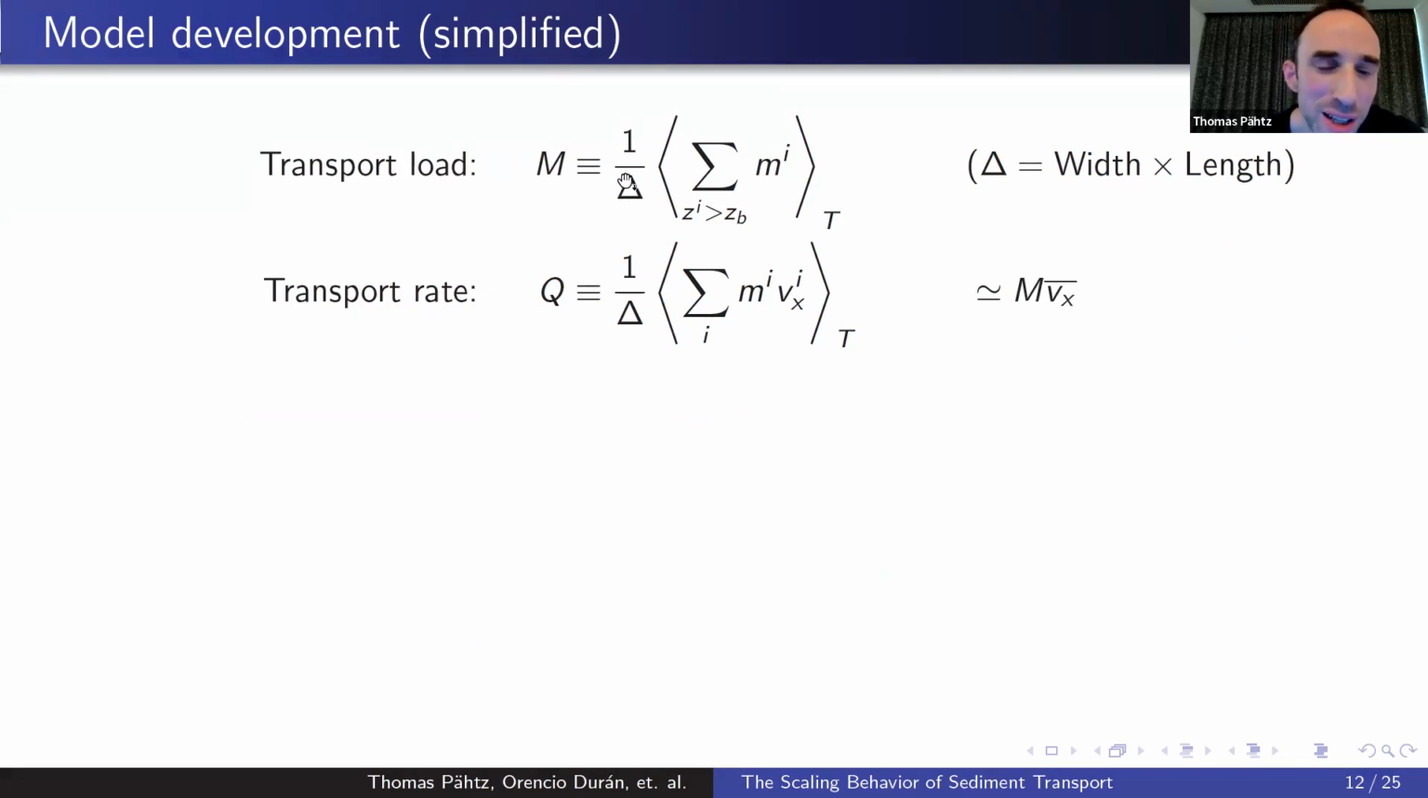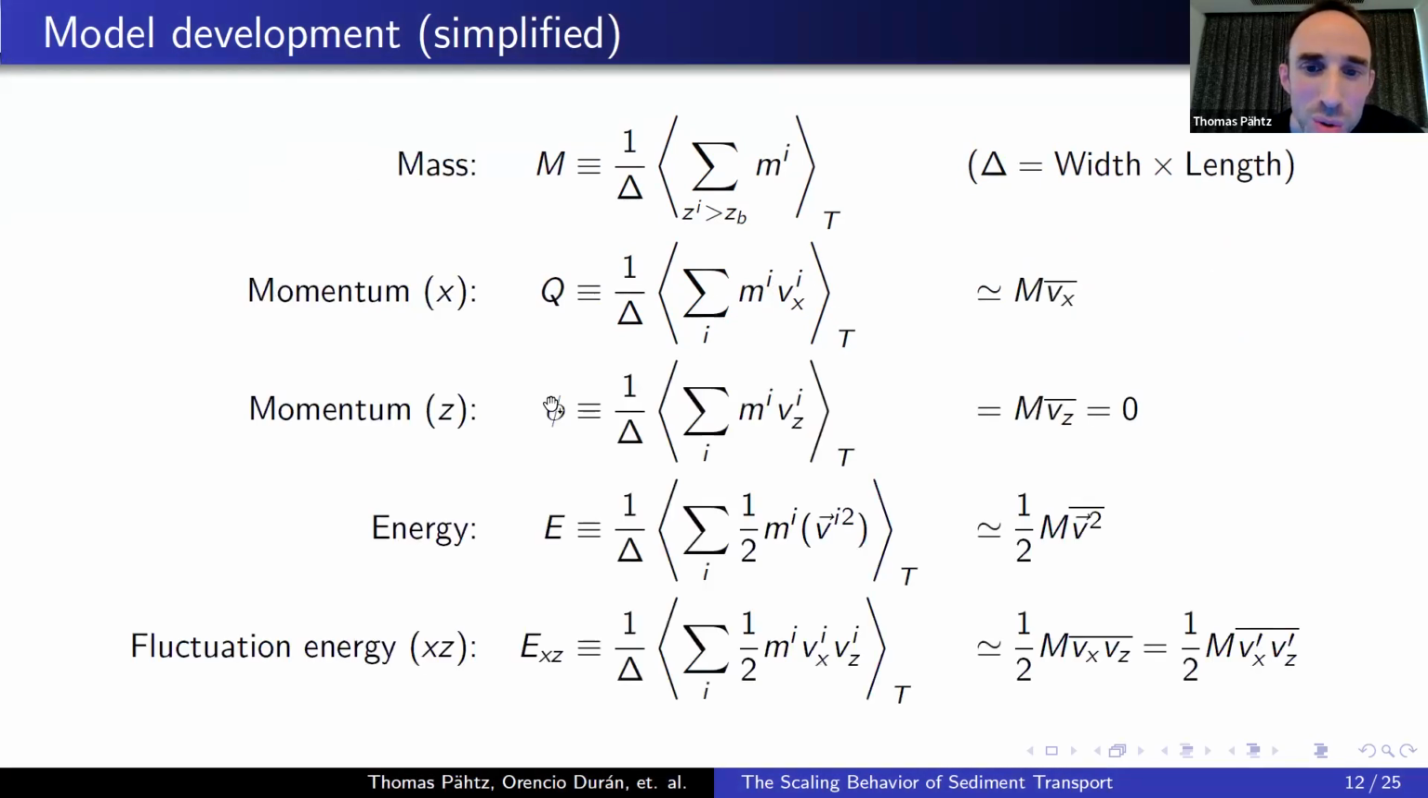So this is basically done here for the mass, here for the streamwise momentum, and you can do this also for vertical momentum and energy. In the case of vertical momentum, what we get is that the total vertical momentum is 0. Why is that? Because we are looking at equilibrium, and in equilibrium, as many particles on average are moving up as they are moving down. And so the mean vertical velocity is 0. Otherwise, it wouldn't be in equilibrium because the whole system would move up or down.